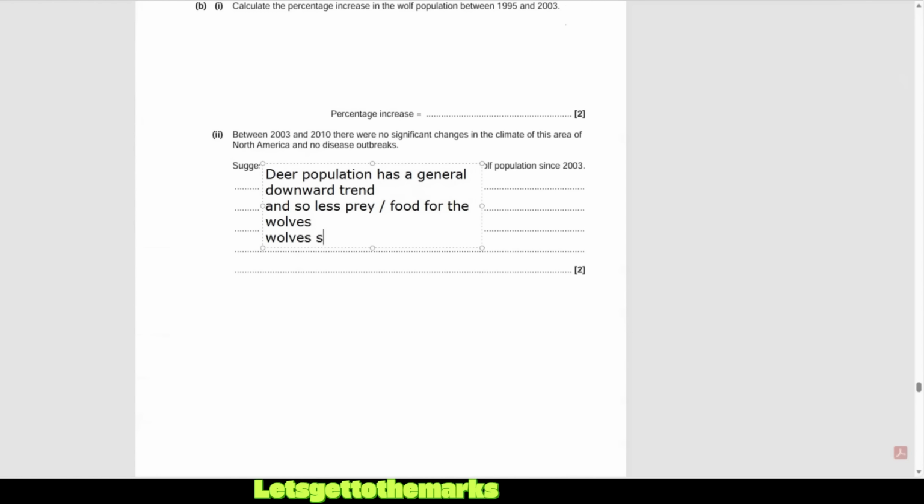I guess wolves starve. Some wolves starve. That's going to reduce their population. There's less food to eat, right? You get the gist. Let's move on.